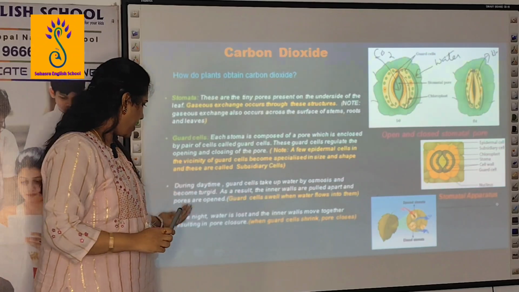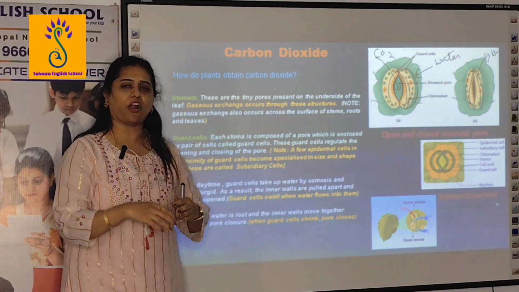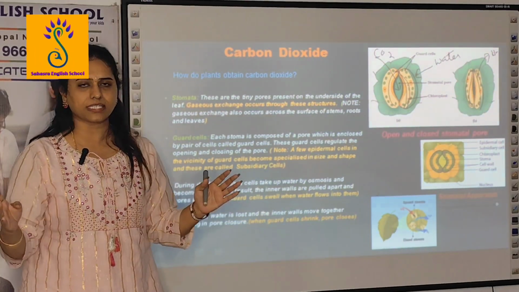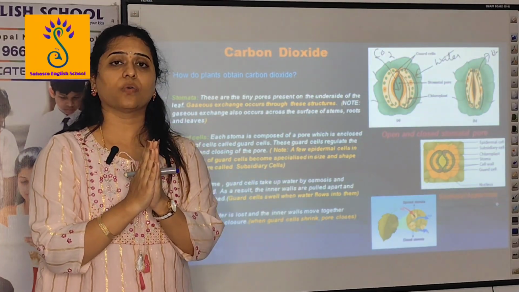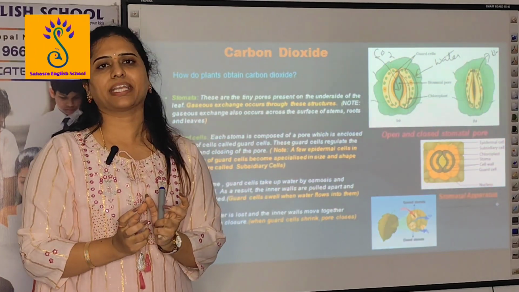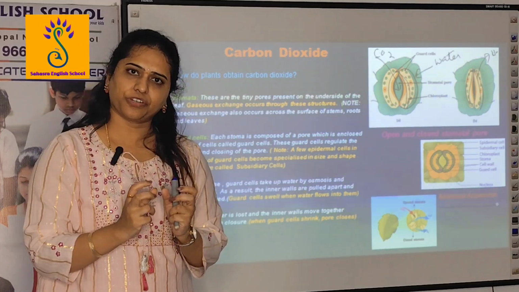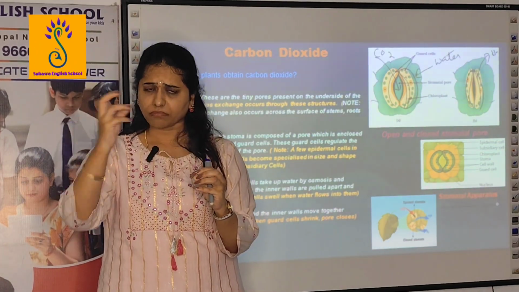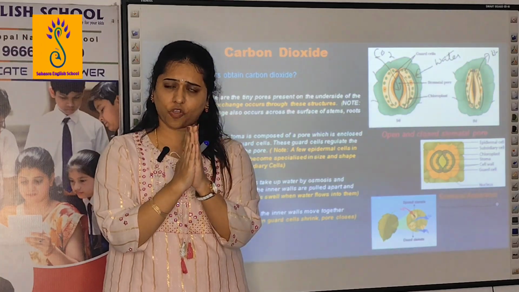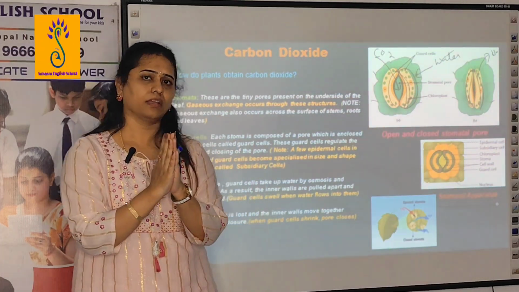Whereas at night, when water is lost, the inner walls will close. How? Because the guard cells shrink. The guard cells are shrunken, and what will happen? The apertures or the stoma will close. Okay? Got it?